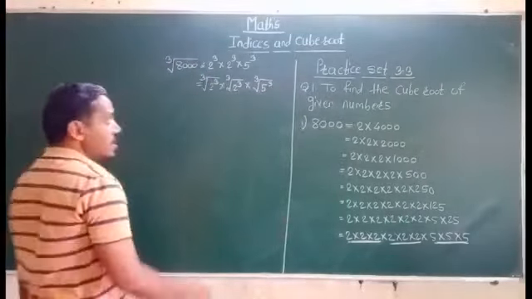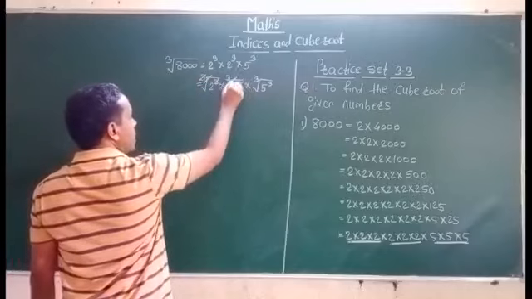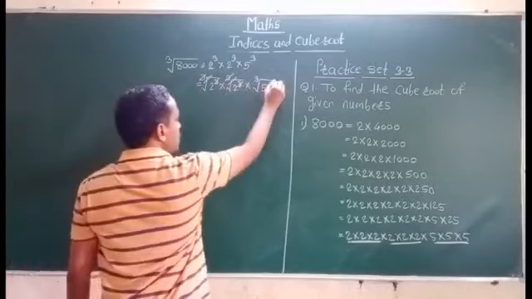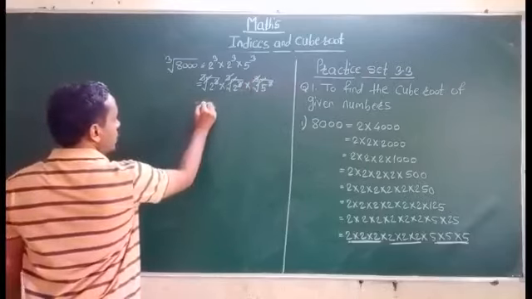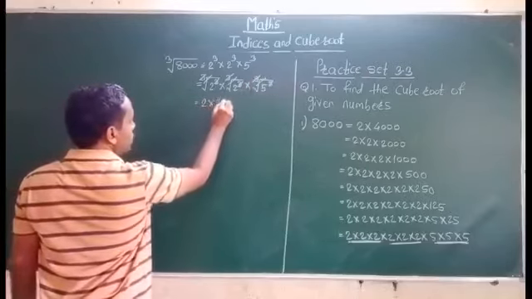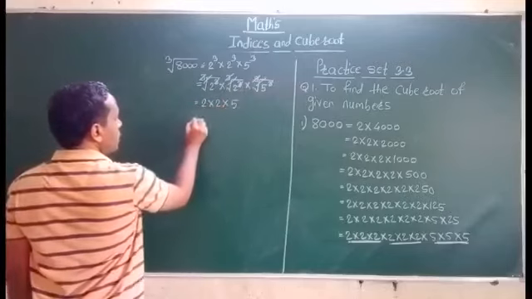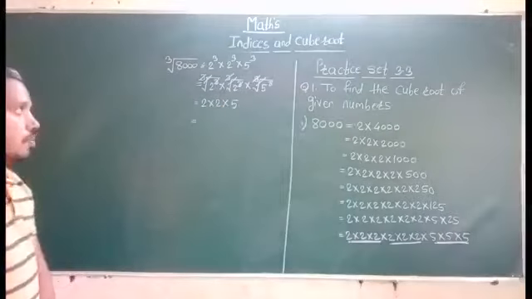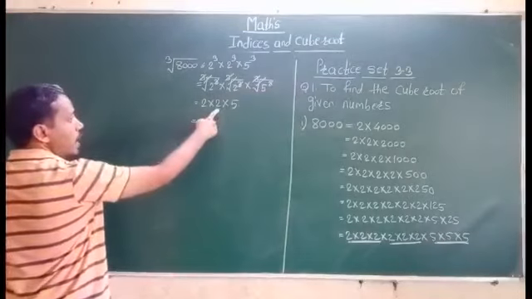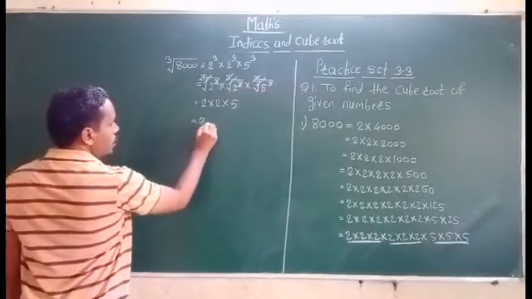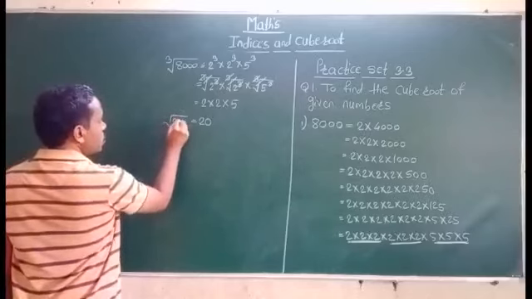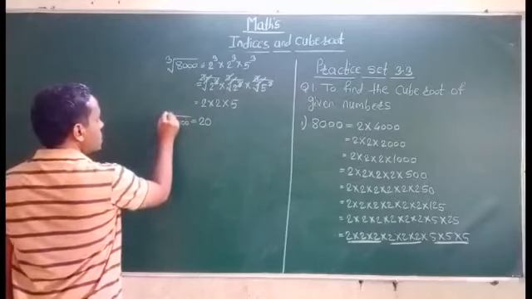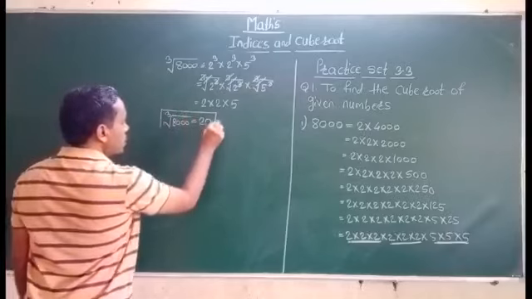That means the 3 is cut and the radical sign is cut. That 3 is cut, radical sign cut, order 3 cut. So we get the answer 2 into 2 into 5. And when we get the product, 5 2s are 10, 10 2s are 20. That means the cube root of 8,000 is 20.